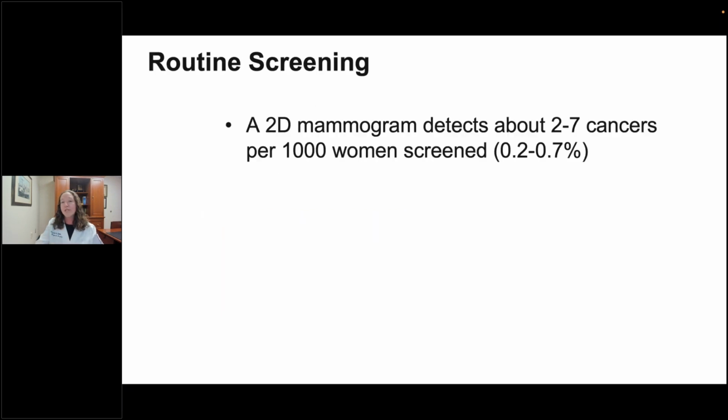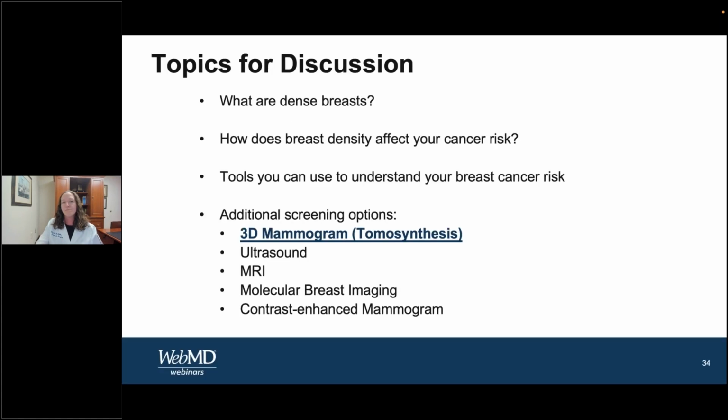Before I jump into the first topic there, I just want to mention again that what we consider routine screening throughout the past 20, 30 years is a standard 2D mammogram. I'm going to go into 3D mammograms in just a moment, but just so you have some background information about how many cancers we typically detect with this type of screening method, 2D mammograms usually detect about 2 to 7 cancers per 1,000 women that are screened. So that's 0.2 to 0.7% of all women will have a cancer detected on their mammogram when they come in for routine screening for breast cancer.